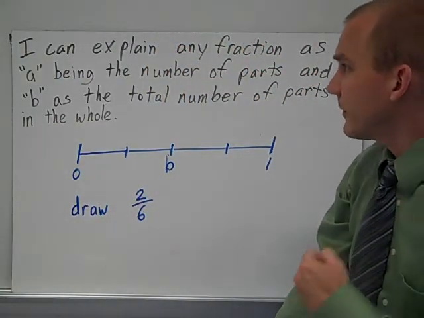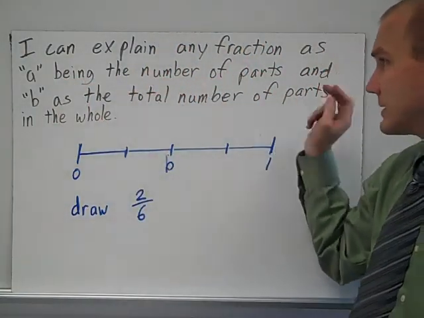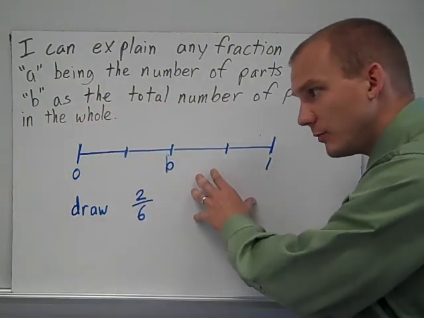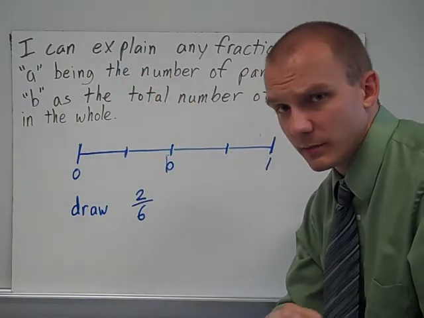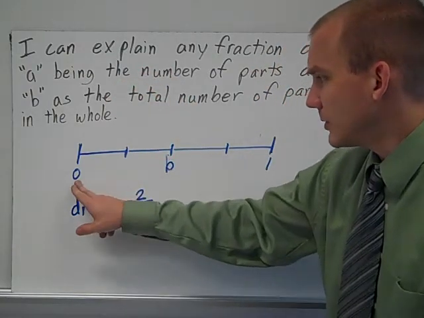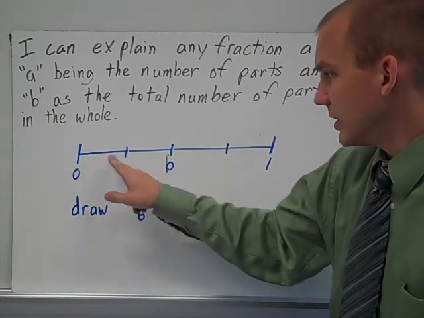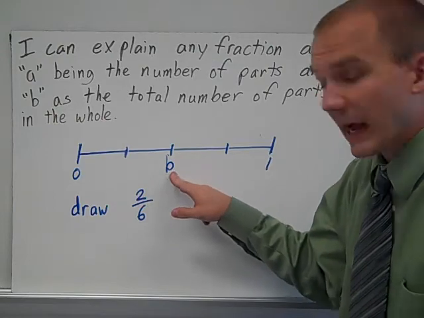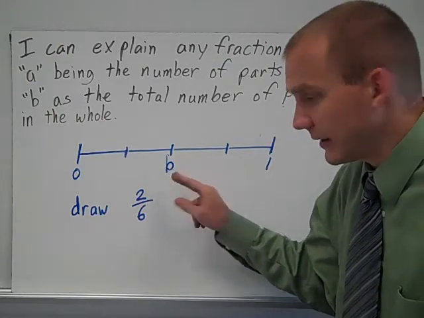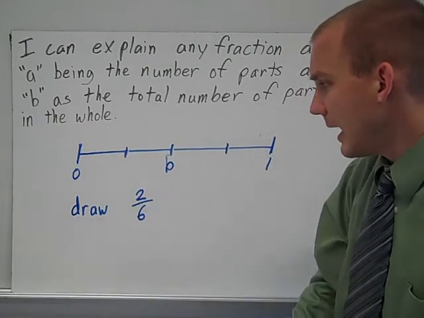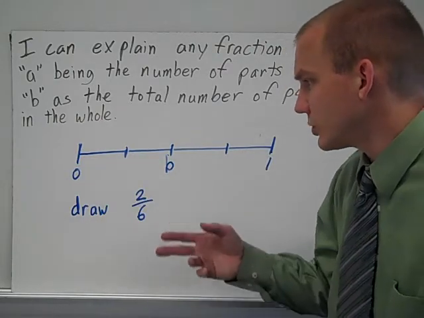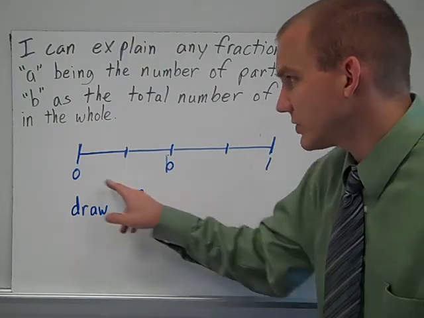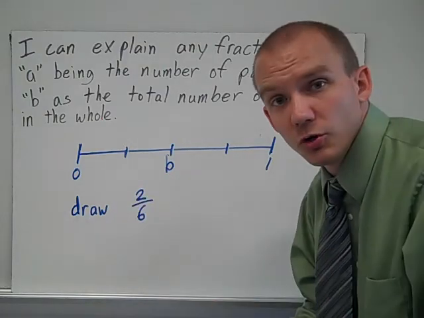I can explain any fraction as a being the number of parts and b as the total number of parts in the whole. So you have two problems to solve, just like those ones we looked at a minute ago. Here's a number line between 0 and 1. There are equal parts, and B is labeled. I want you to tell me what fraction is located at B on this number line. What fraction is B? And then finally, I want you to draw a picture. It can be a rectangle, it could be a circle, it can be a number line. Just draw some representation for 2/6.